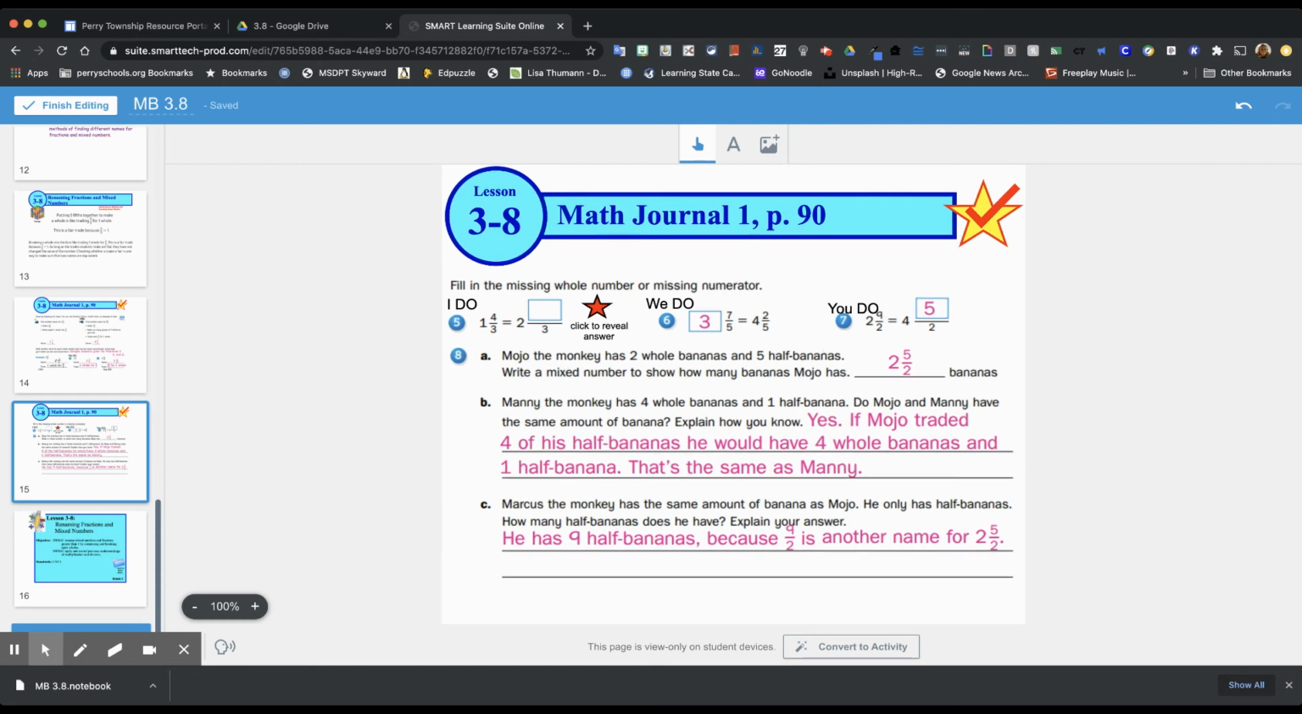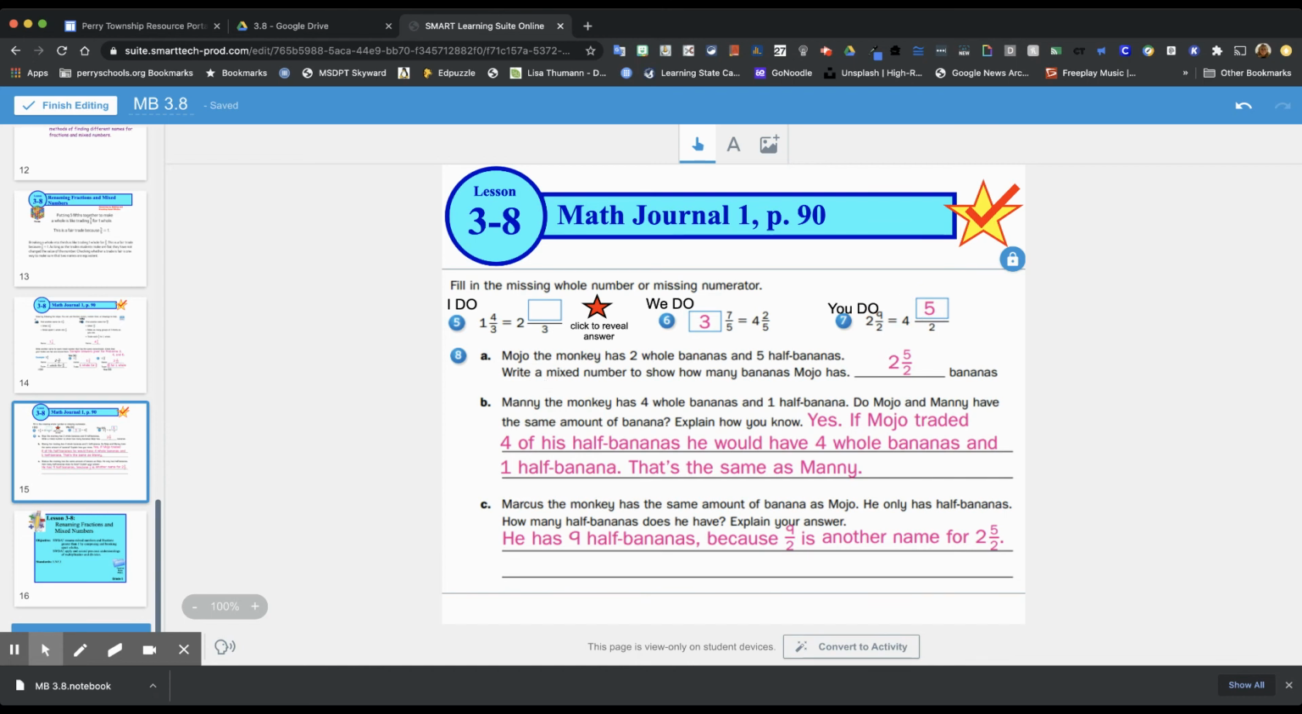Number 7, 2 9/2 equals 4 5 halves. And what we can see here is we went from 2 to 4, so you took 4 halves out of 9 halves. So 9 minus 4 is 5.